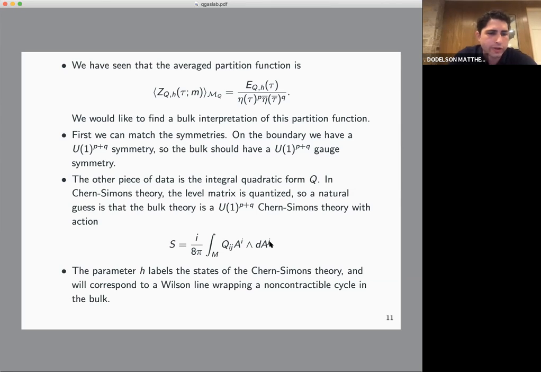And we also have this parameter H, which was valued in the dual lattice. And it'll turn out that H will label the states of the Chern-Simons theory. And the partition function Z_{Q,H} will correspond to computing the partition function in the bulk with the Wilson line wrapping a non-contractible cycle in the bulk.